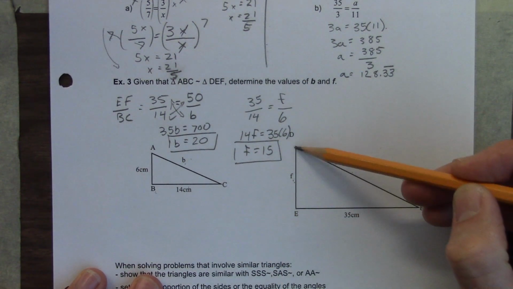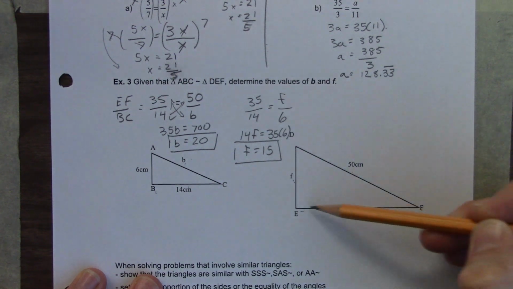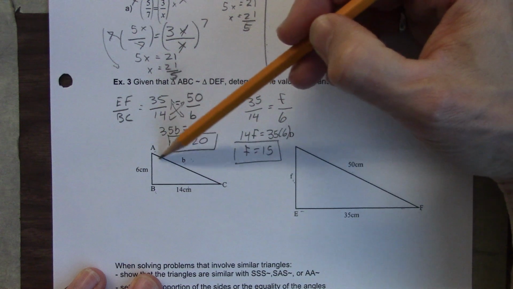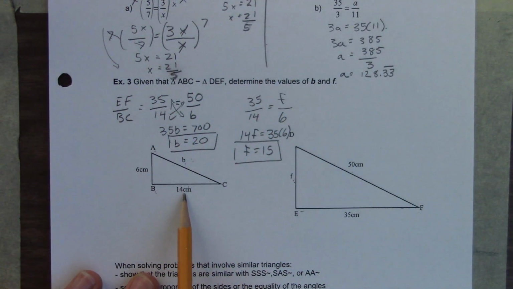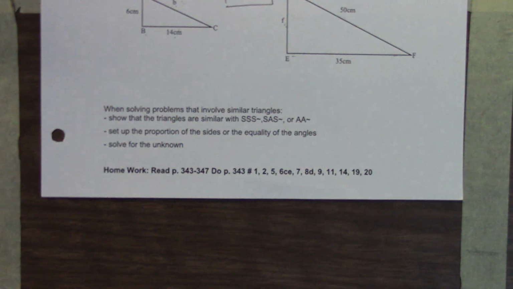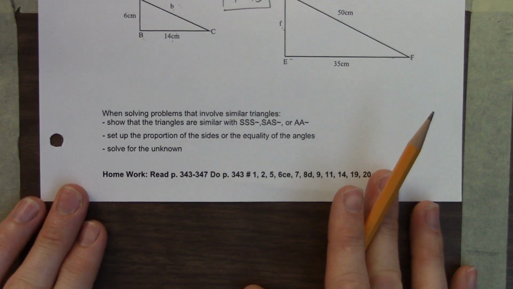Does that seem about right? Half of this 35, yeah, that seems right. b is 20. So 20 here is much longer than 14. That seems right. Any questions? Okay, pretty easy stuff, I hope. Coming from quadratics, this stuff should look really easy.